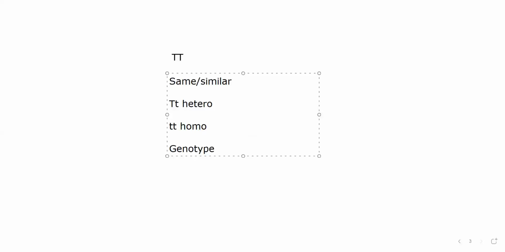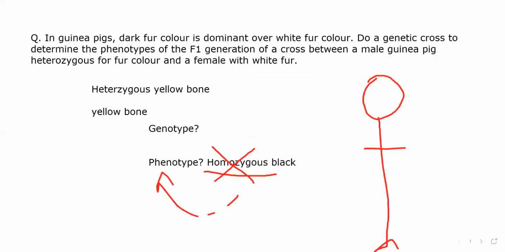Now, coming back to our question, data site. The first question that I asked here was, what did they give us about these two guinea pigs? Did they give us the genotype or did they give us the phenotype? So with what we've learned just now, what we use to denote genotypes and what we use to denote phenotypes, when I look at my question here, I see they say do a genetic cross to determine the phenotypes of a male guinea pig heterozygous. The moment I see this, it means they're talking about the genotype.